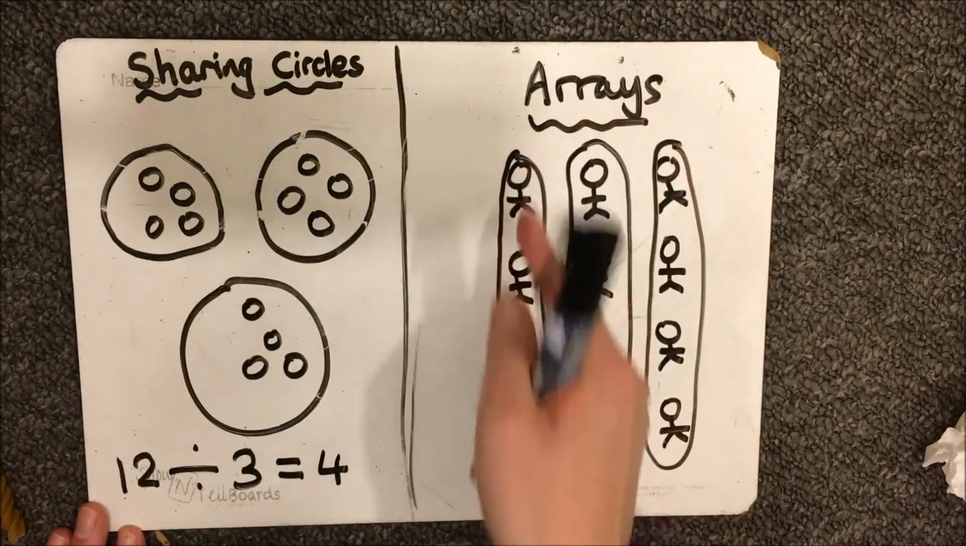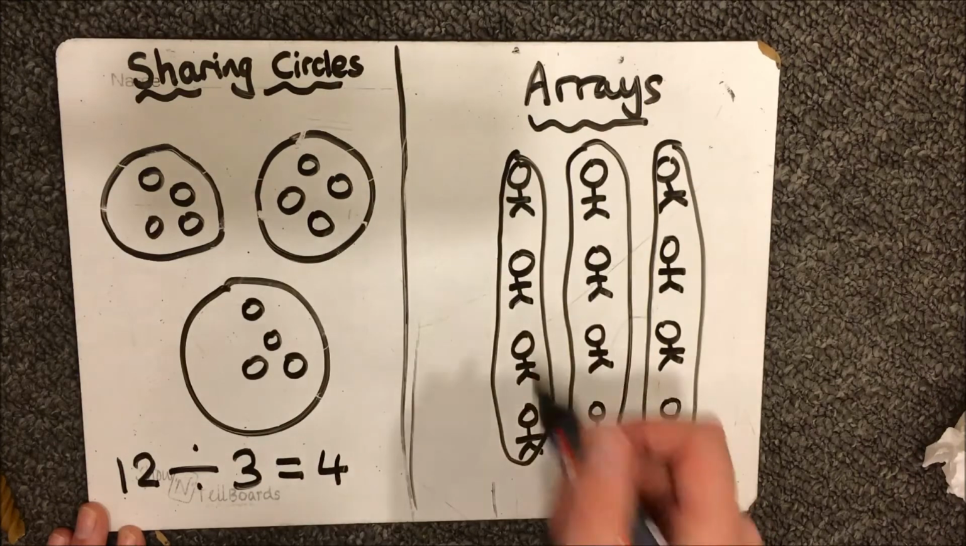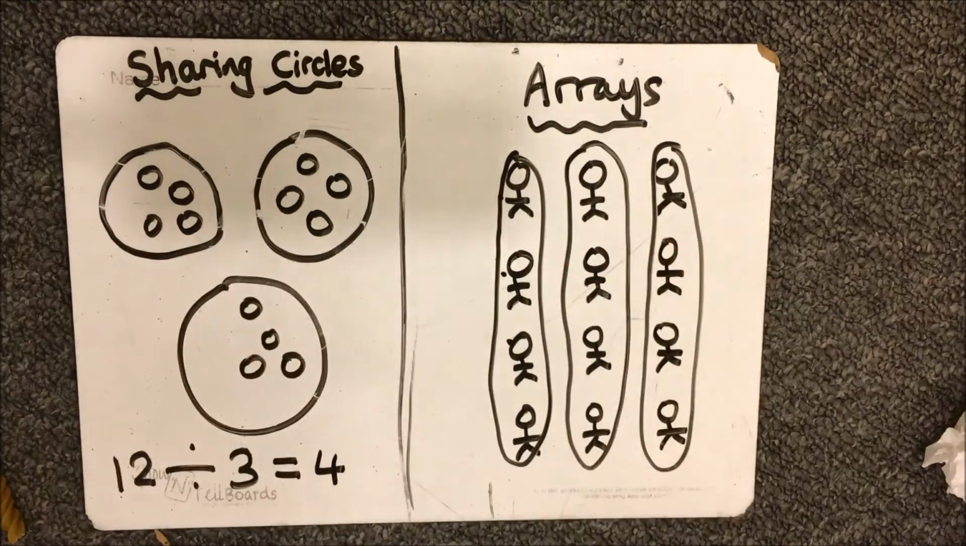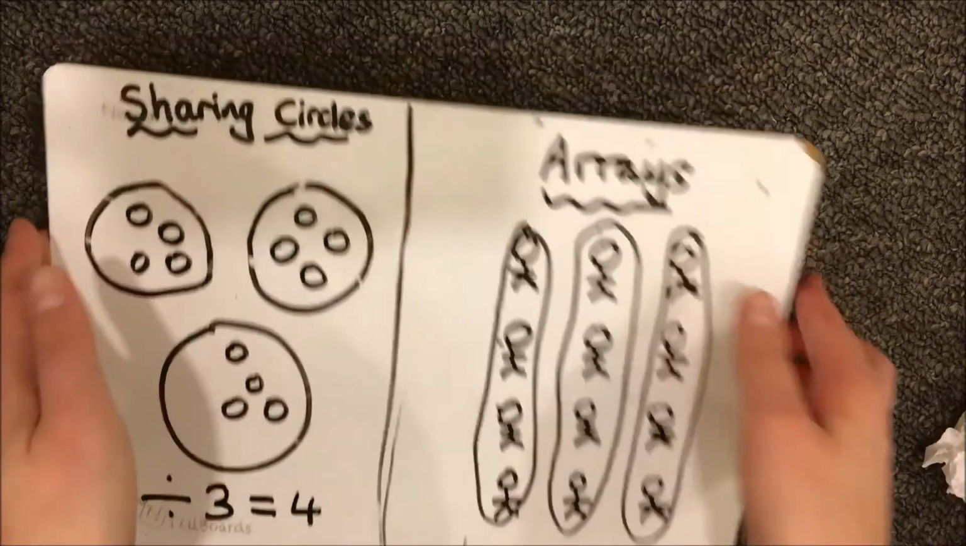12 children shared into 3 groups is the same as 4. Got it? There are 2 more ways. I hope you're ready for this. Take my sharing circles out the way. Still doing the same word problem.